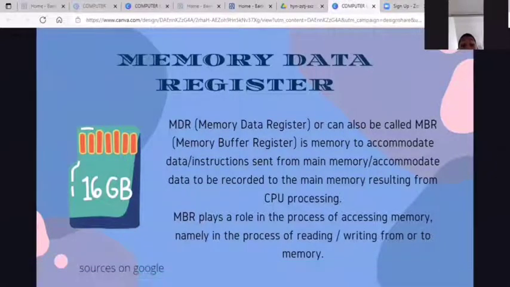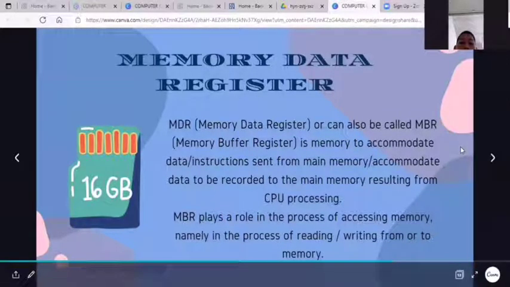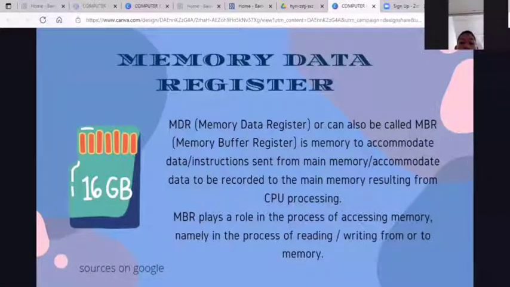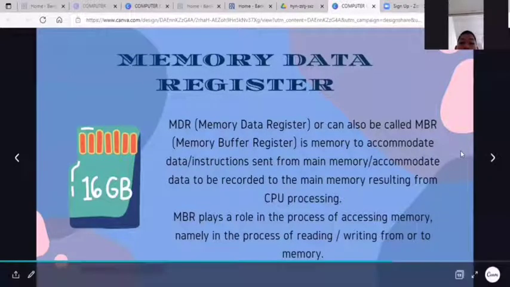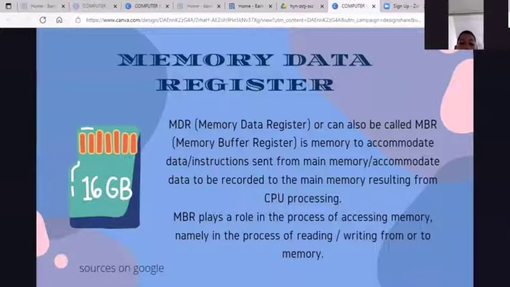Memory data register, MDR, or memory data register, which can also be called MBR, or memory buffer register, is memory to accommodate data or instructions sent from main memory or to accommodate data to be recorded to the main memory resulting from CPU processing. MBR plays a role in the process of accessing memory, namely in the process of reading or writing from or to memory.